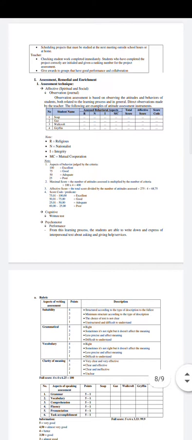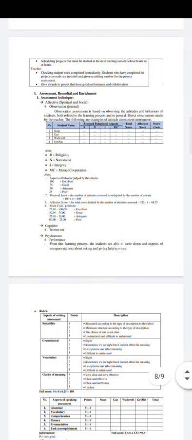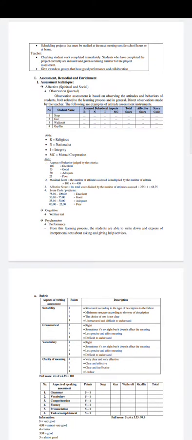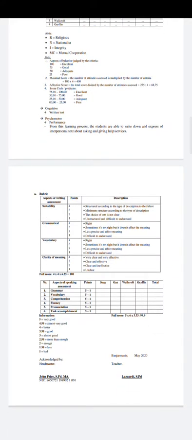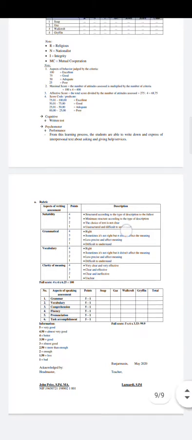As you can see, there are a few students' names that I put in the rubric: Soap, Gas, Wolcroft, Griffin, and also the note: religious, nationalist, integrity, mutual cooperation. These four are assessed as behavioral aspects, and they are included in the rubric. And also some kind of cognitive, psychomotor, and there's a rubric again. This rubric covers aspects of writing assessment, including suitability, grammar, vocabulary, and also clarity of meaning. There are points and also the description of the points itself. It will give you a description of the points itself, whether it is right or wrong.